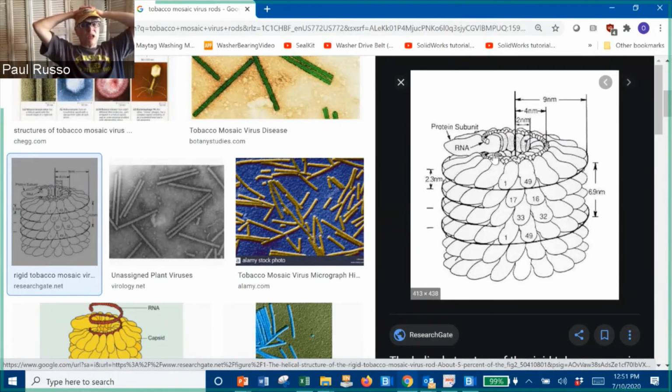And people have reconstituted it too. You can get the RNA out, isolate all those protein units, and just mix them together. It will wrap up into that on its own. It's really cool. It's a very neat thing.